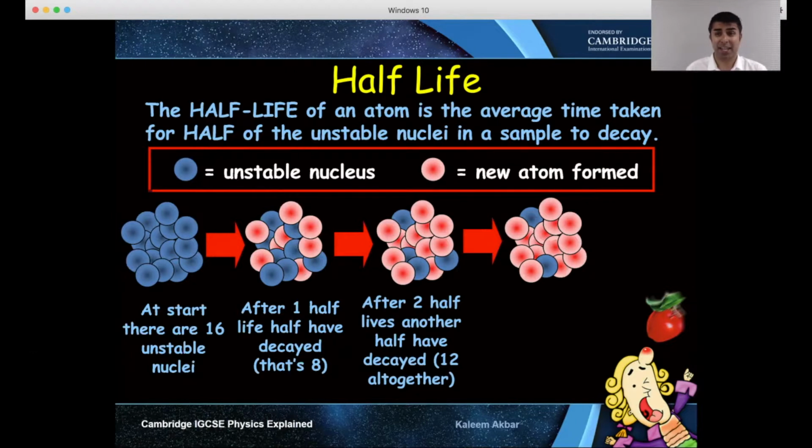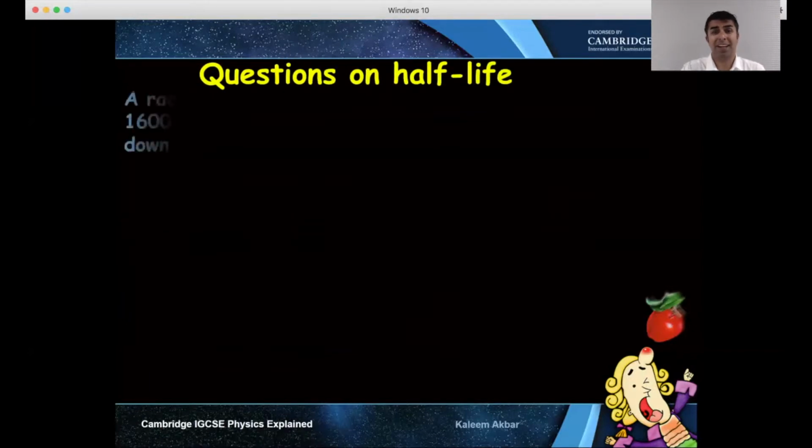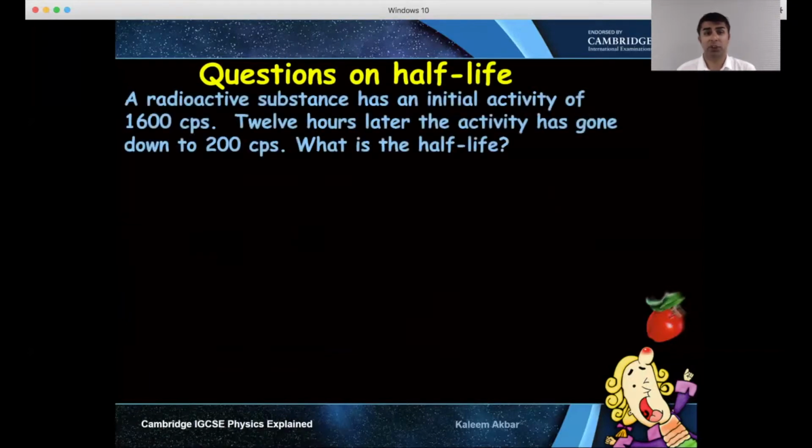Basically, the time taken for the activity to halve. Now, when I say activity, I basically mean on the Geiger-Müller tube, when we see those counts, how long does that take to halve its previous value? So, to understand this better, let us have a look at a couple of questions.